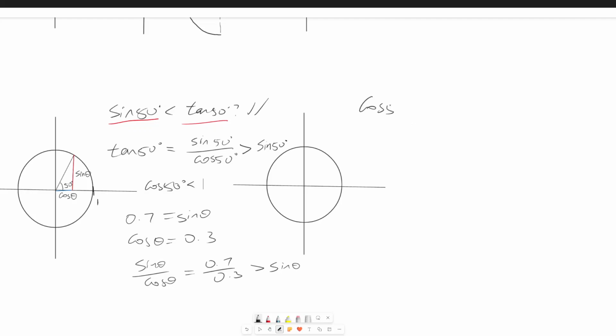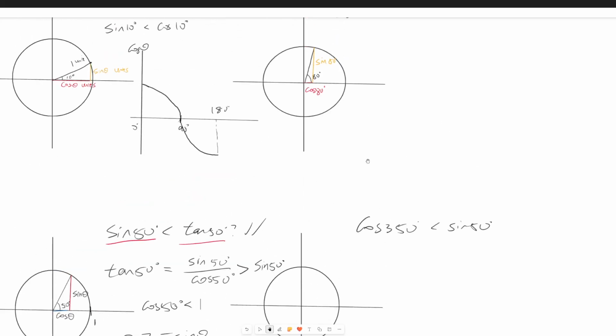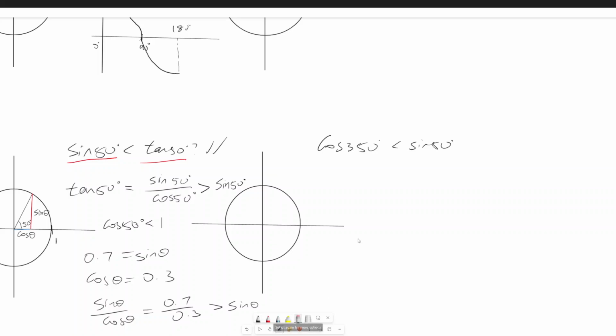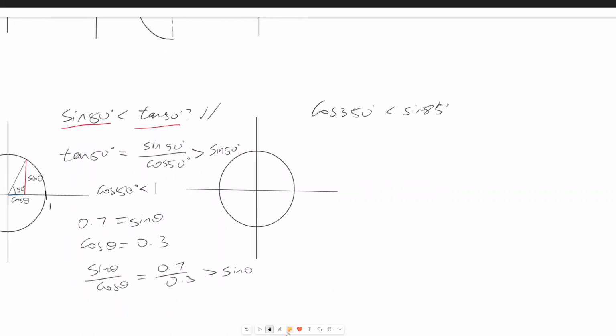Sorry, I should say cos 350 is less than sine 85. I will ask my editor to cut that bit out. Sine 85 degrees. Okay, please let me know in the comments if that bit wasn't cut out. I'll have a talk with my editor.